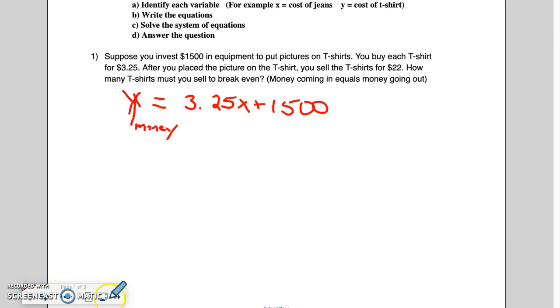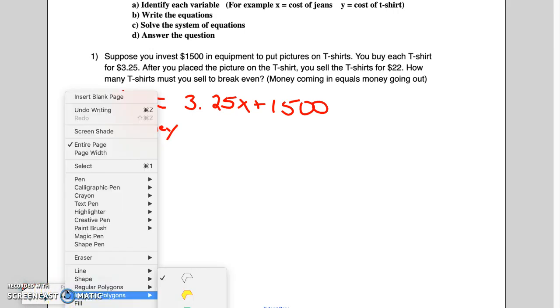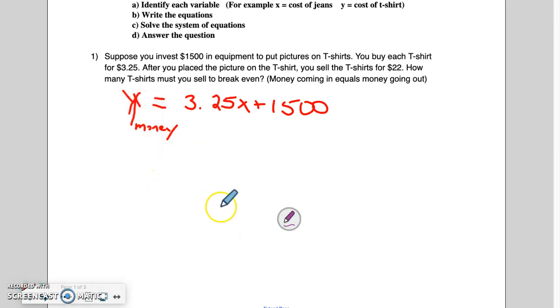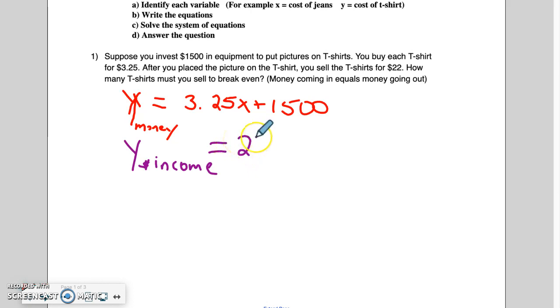Let me see if I can find a better pen. Okay, so then money coming in, that's still dollars, but this is income, right? That means for every shirt I sell, I get $22 times the number of shirts I sell. I don't have any money, so my y-intercept is 0.